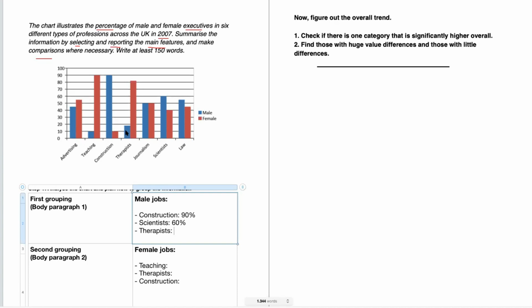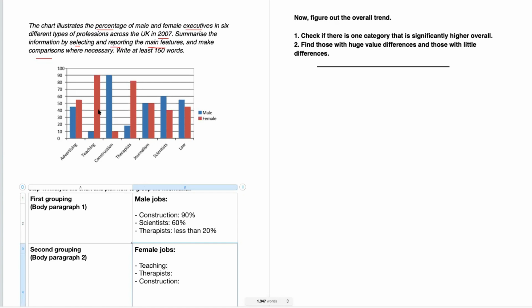So for therapists, I have less than 20%, so I'm going to put less than 20%. Okay, so these are the things I've picked out for male jobs. When it comes to female jobs, I've picked teaching and therapists and construction.